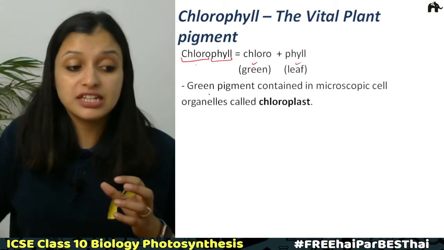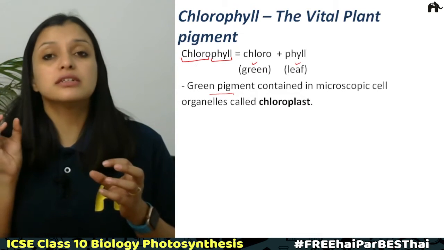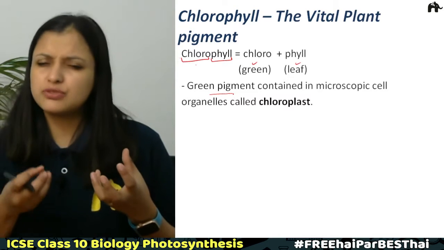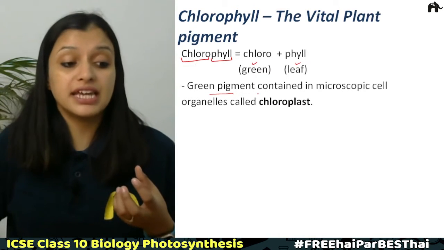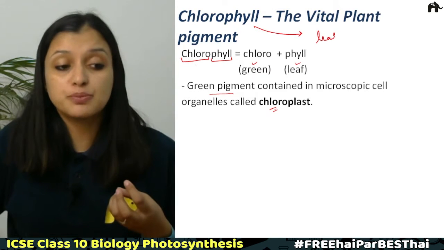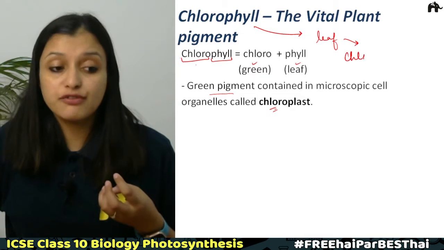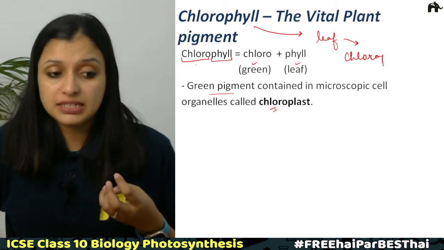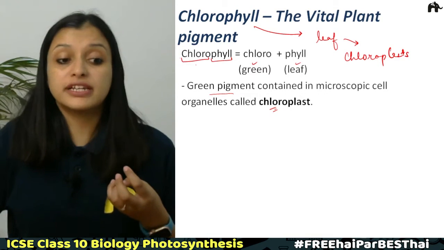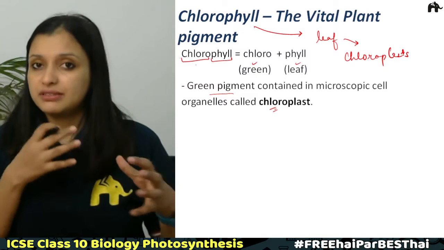So this is the green pigment that is contained inside the cell organelles which are very microscopic, and they are called chloroplasts. So where is this chlorophyll present? It is present in the leaf. And what do these leaves have? They have chloroplasts, right? So these are the organelles which are chloroplasts, correct? So I hope this is clear.